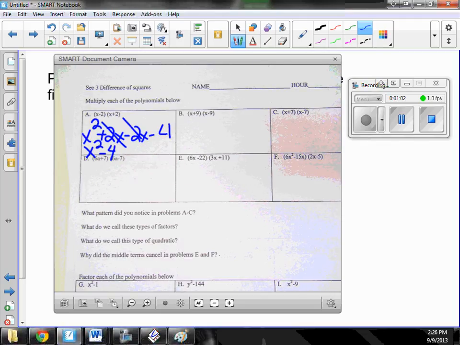That's what the quadratic is called, but the factors are called conjugates. So together they're called conjugates. If I told you x minus 4 and I asked for its conjugate, it would be x plus 4. It would be exactly the same, we just changed the sign. So the third question, what do we call this type of quadratic? Difference of squares.